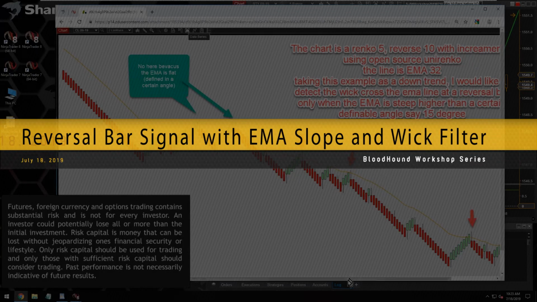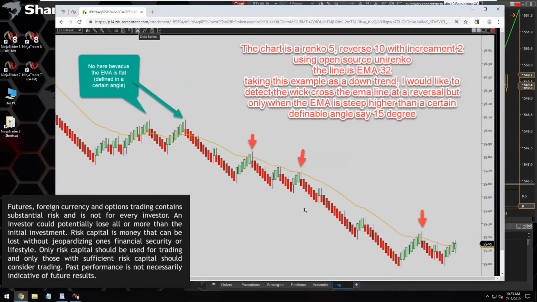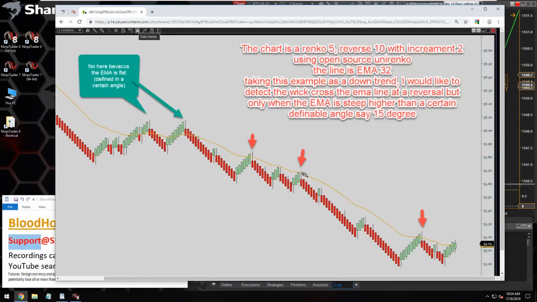So here's the question in this screenshot. All right, so we can see a couple of red arrows here identifying where the BloodHound signal is wanted. So the requirements are, we can see we have a Renko bar, and we're using an EMA 32, and the EMA needs to have a certain steepness to it.